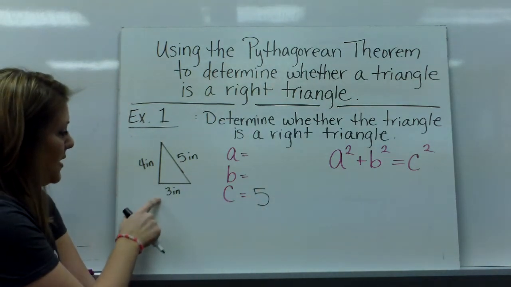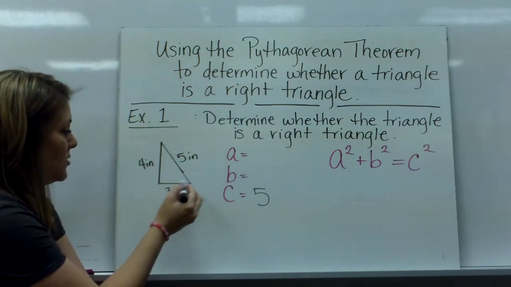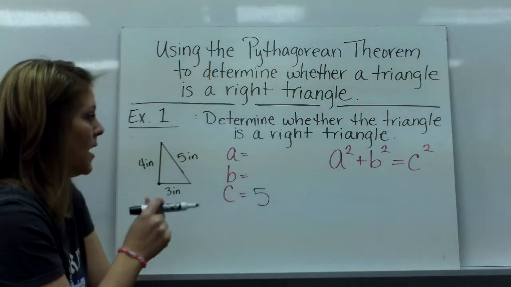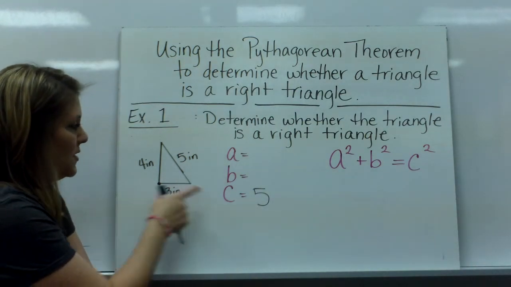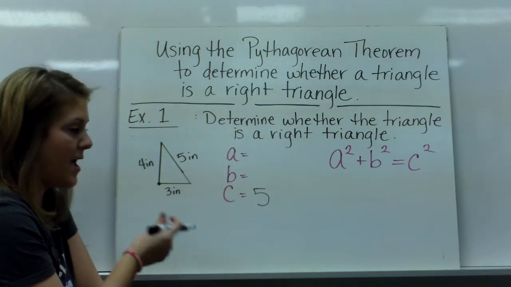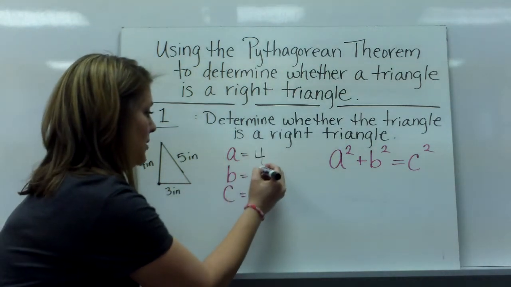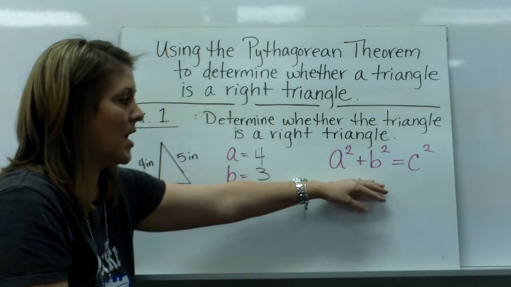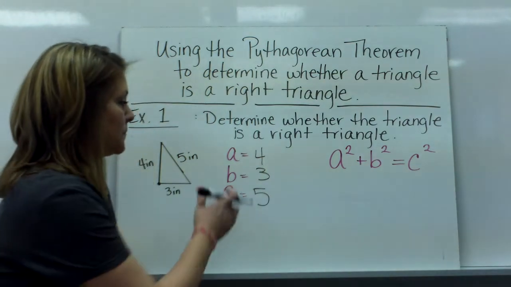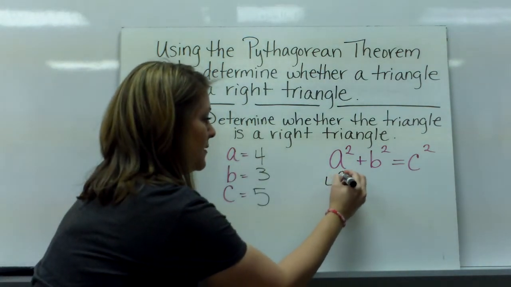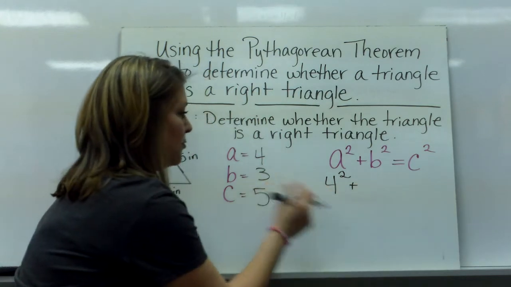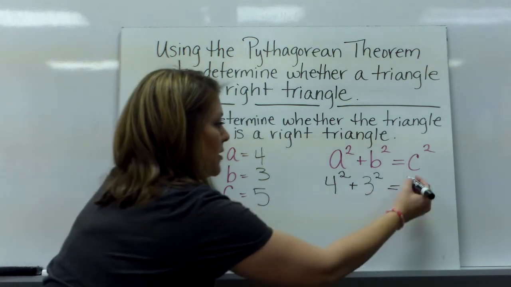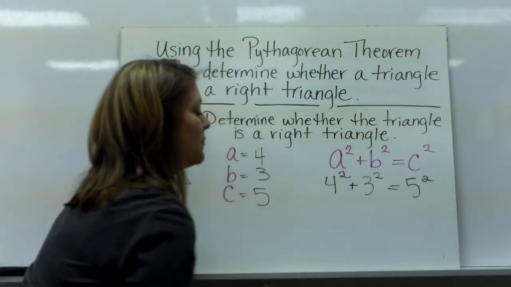Then the other two sides are your legs. They're the vertical and horizontal that meet to make that angle that looks like it could possibly be a right angle. So it doesn't matter which one of these you make A or B, as long as your two legs are A and B. Now what you're going to do is plug these values into your equation, use order of operations, and simplify it. So we're going to put 4 in for A, it's 4 squared, plus 3 squared for B, equals C squared, which we'll replace with a 5.